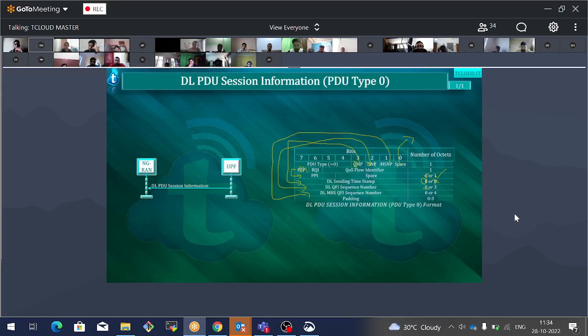So now the point is, all these four fields will be dependent on these four flags, whether these four flag values are set to zeros or ones.